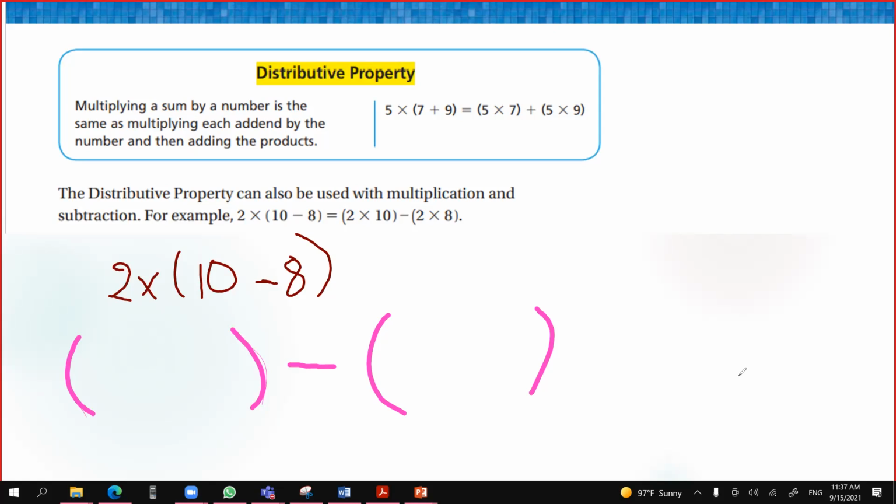Then I will write this 2. It's sad, it's alone. I will write it here 2 times, 1 at the first bracket and 1 at the second bracket. Then now, what do we have here? We have 10 and 8. I will write 10 here and 8 here. Then, what do I have? I have to write a multiplication sign inside the bracket.